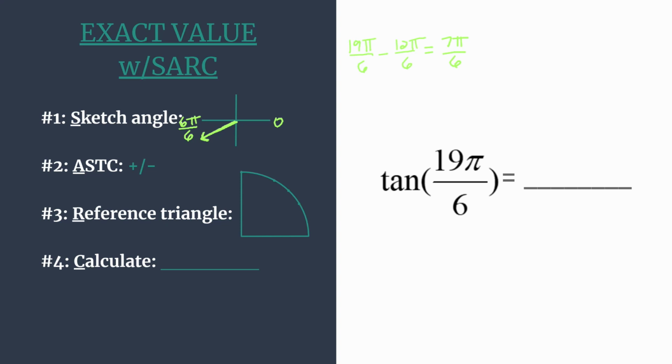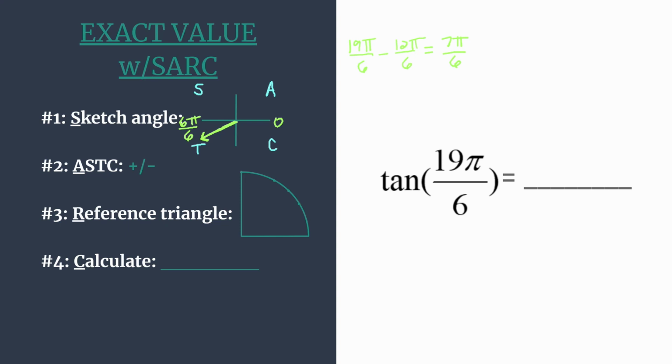And now we're ready to move to step 2, using A.S.T.C to decide if our final answer should be positive or negative. And A.S.T.C, think all students take classes, is a helpful way for you to remember which trig functions are positive in each quadrant. So working around from quadrant 1, they're all positive in quadrant 1. Sine and its reciprocal cosecant are positive in quadrant 2. All the rest are negative. Tangent and its reciprocal cotangent are the only ones positive in quadrant 3. And then cosine and its reciprocal secant are positive in quadrant 4.